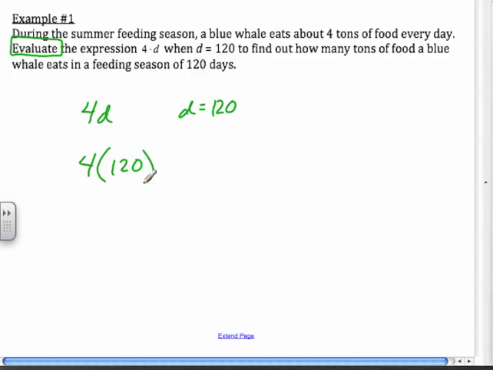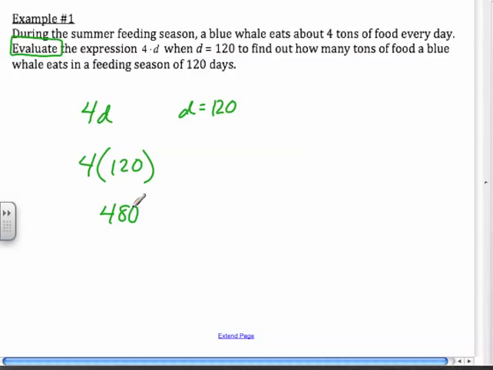So I'm going to multiply 4 times 120. Guys, I don't need a calculator to do that. You have that. But I can use the distributive property. What's 4 times 100, Tut? 400. And what's 4 times 20, Simon? 80. So I'm going to add those two things together and get 480, right?